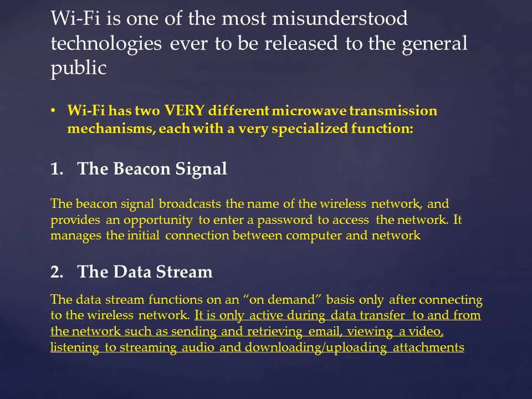2. The data stream. The data stream functions on an on-demand basis only after connecting to the wireless network. It is only active during data transfer to and from the network, such as sending and retrieving email, viewing a video, listening to streaming audio, and downloading or uploading attachments.